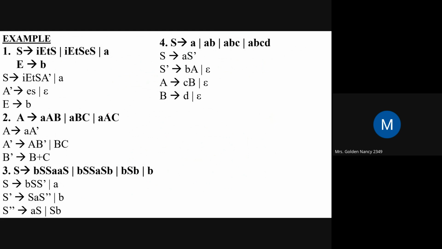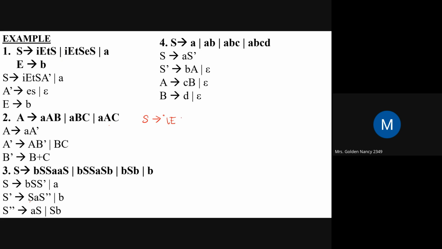First question, I'll solve this. First is S gives i. In left factoring, if you have a common prefix, take it together and make it a single production. That is what left factoring is. S gives i. Let me solve it one by one.